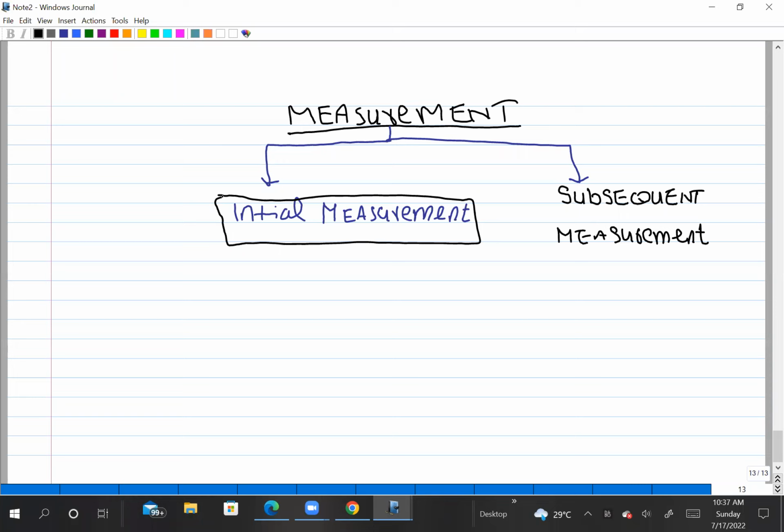Initial measurement means that when we are going to initially recognize a property, plant and equipment, then at what value the property, plant and equipment will be measured. And IAS 16 is very clear about that. As per IAS 16, initial measurement will be at cost. Initially, on the initial date when we recognize the property, plant and equipment, it will be measured at cost.